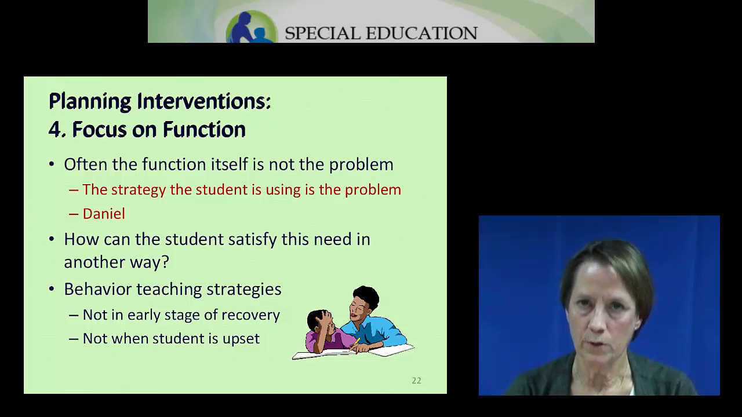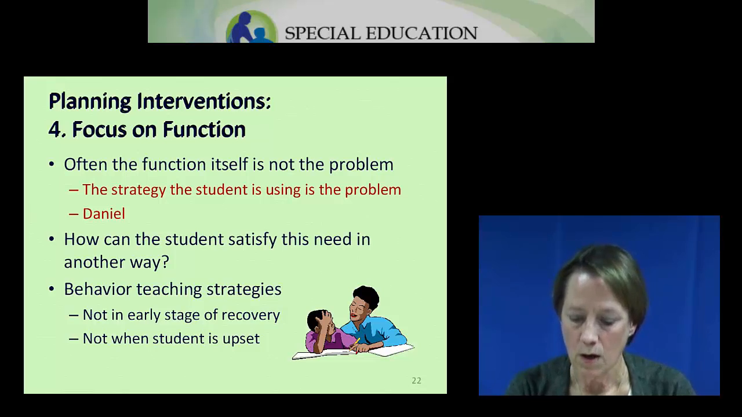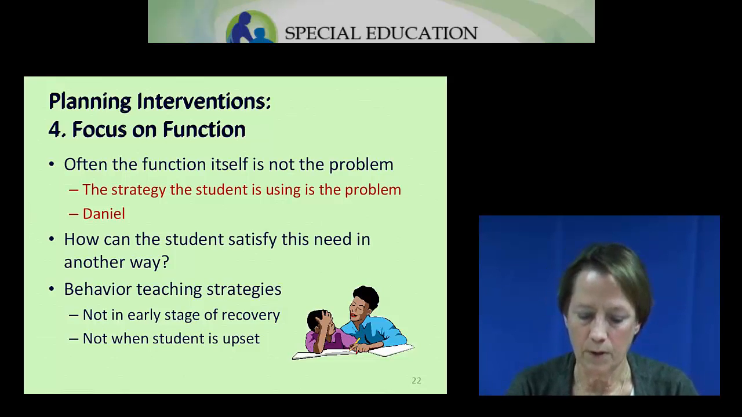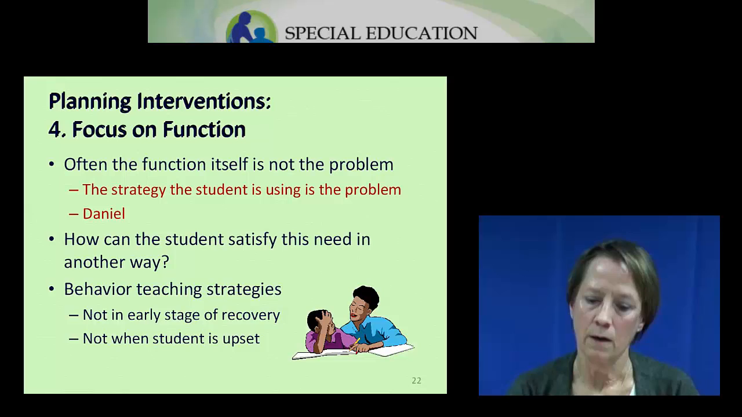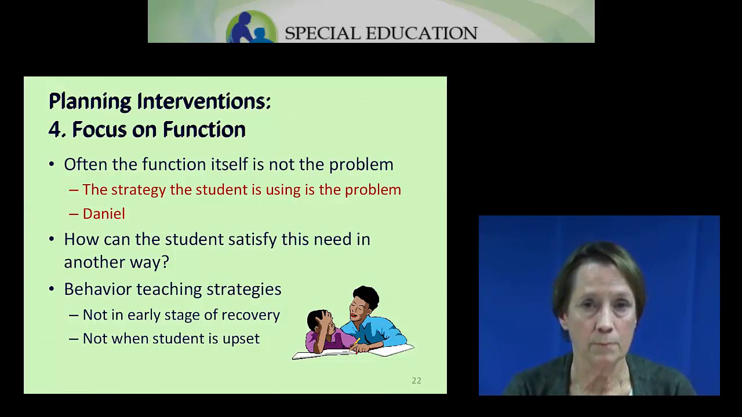In webcast number 3, we talked about some specific functions that students are trying to meet with challenging behavior. A couple of these important functions include escape. Students often want to escape a situation, a certain task. They also might want to get access to rewards. And they also might be trying to communicate. So the function itself isn't the problem. It's the strategy that the student is using that becomes a problem. So how can we help a student satisfy this need in another way? We want to help Daniel satisfy the functions that he's trying to meet in an alternative way using a behavior that's more acceptable to us.